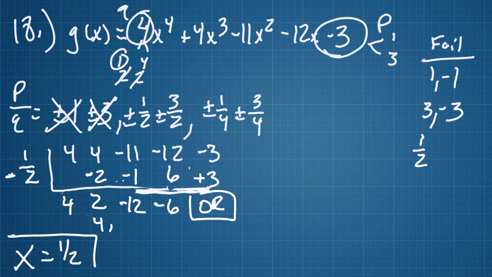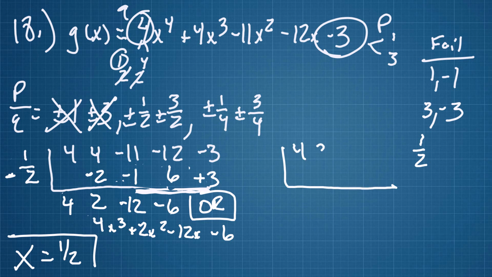Now, I have 4x cubed plus 2x squared minus 12x minus 6. Since it's x cubed, I'm going to make my new box. And in that box, I'm going to have 4, 2, negative 12, and negative 6. And I'm going to start drawing again. I'm going to try negative 1/2 again because I don't want to try another nasty fraction, and there's a chance that it can be repeat because it's not on my list.